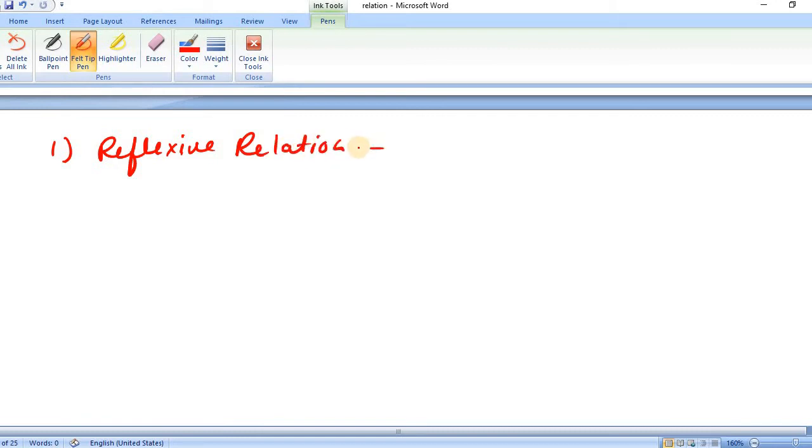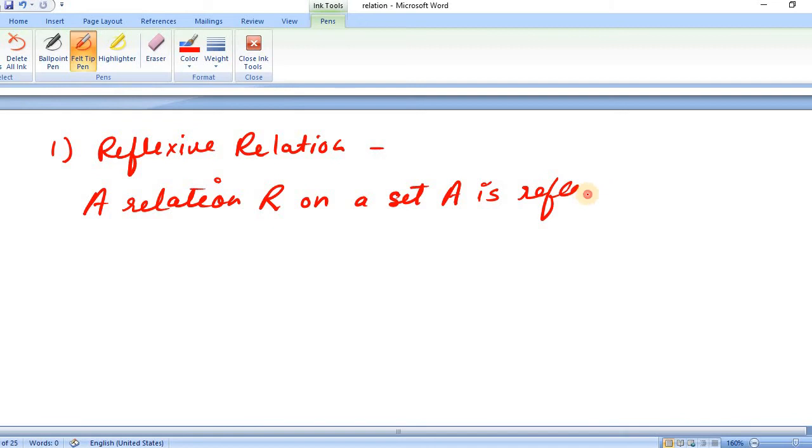So let us first see what the definition of this reflexive relation is. When do we call a relation a reflexive relation? A relation R on a set A is reflexive if ARA is true for all elements A belonging to set A.